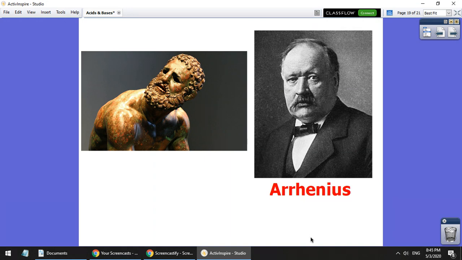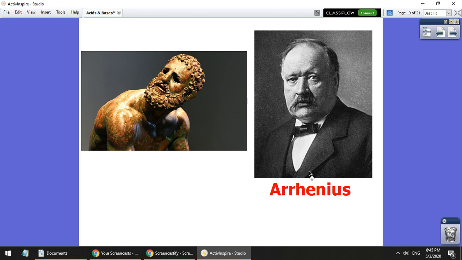Now, before we can get too deep into things, we have to talk briefly about definitions. Going all the way back to ancient Greece, people had some basic knowledge of acids and bases and began to categorize them into sour-tasting acids and bitter-tasting bases. But it wasn't until 1887 when Svante Arrhenius proposed the first useful definition of acids and bases.